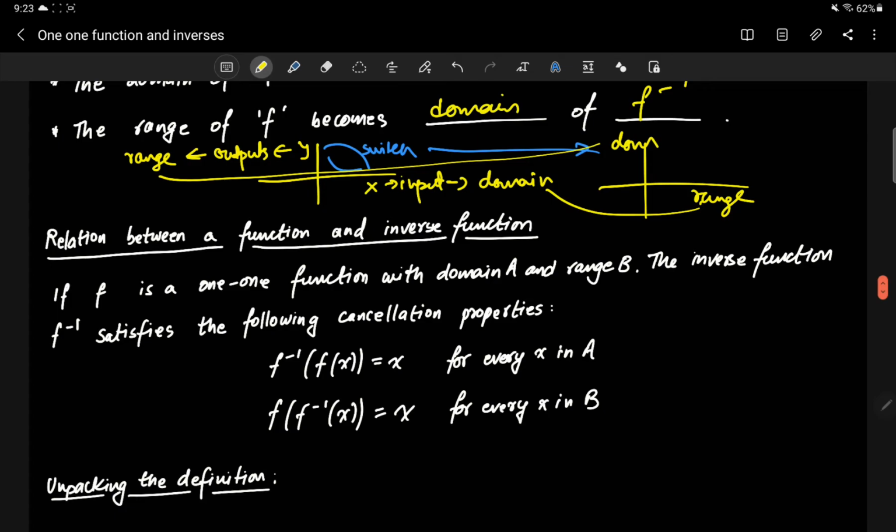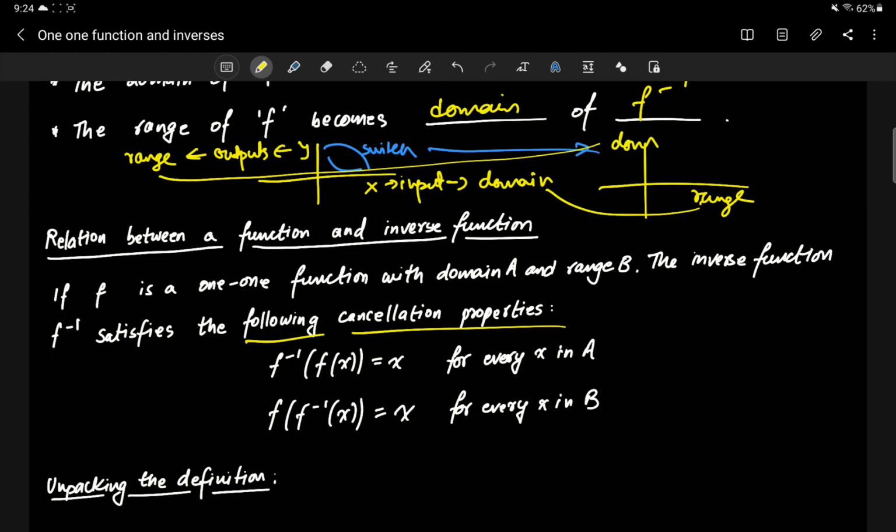Relation between a function and inverse function. If f is a 1-1 function with domain A and range B, the inverse function f inverse satisfies the following cancellation properties. Now what is the motivation for this? Remember inverse operations: add, subtract, multiply, divide. The reason they were important was because when applied one after the other, they would cancel each other out. Similar thing happens with the function.